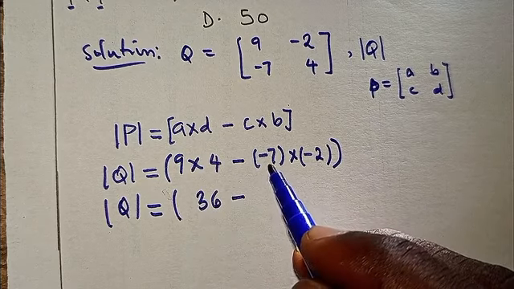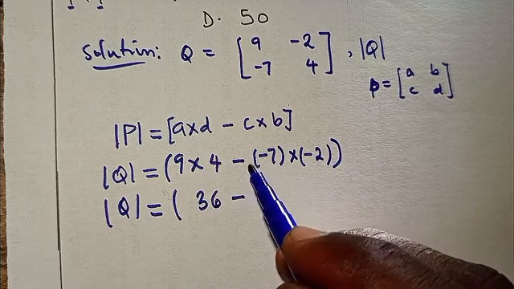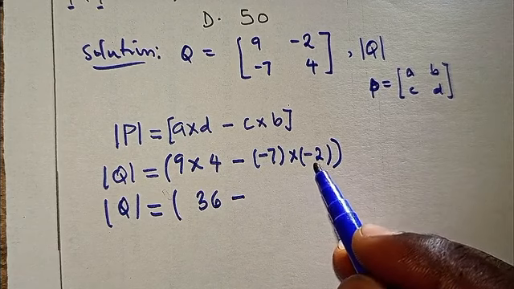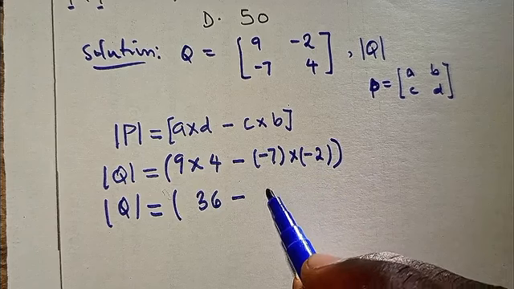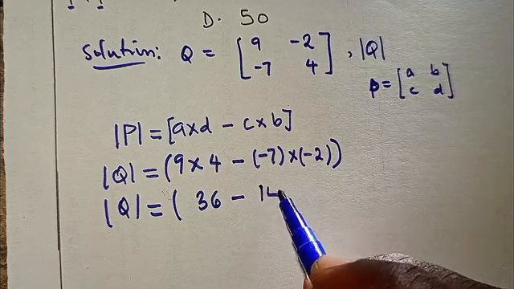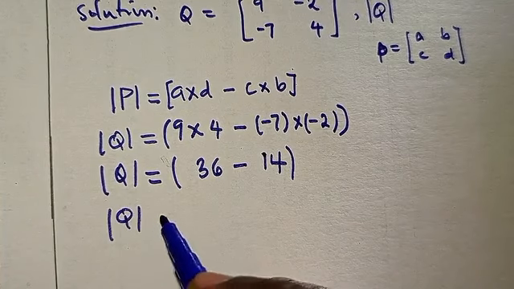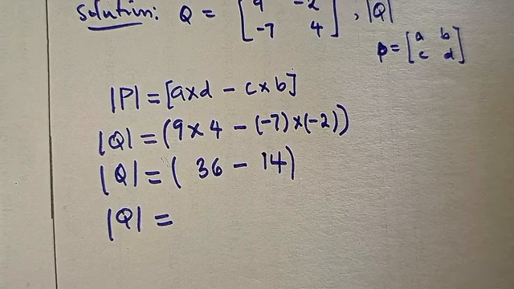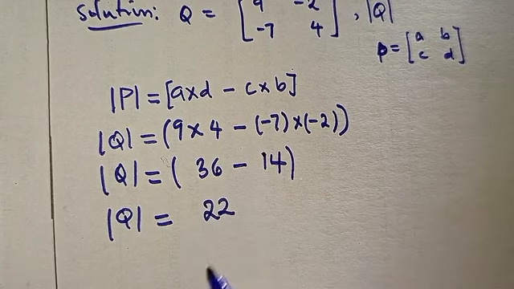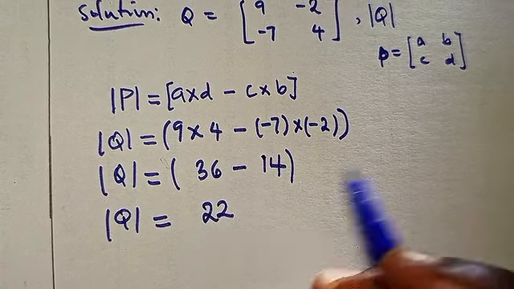Then minus, so we first multiply this and this together, minus 7 times minus 2, so we're going to have 14 here. Then Q equals 36 minus 14, that's going to give us 22. So therefore the determinant here is 22.